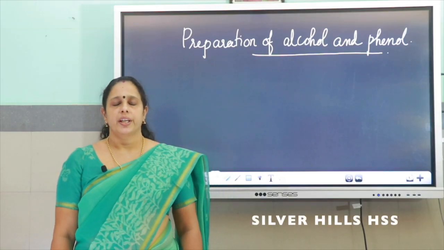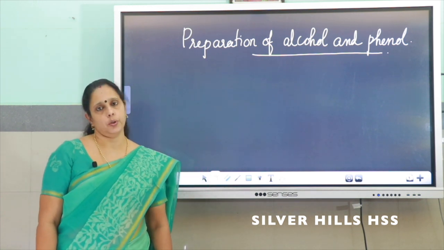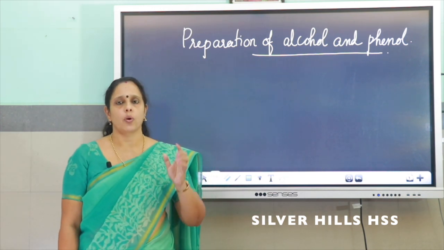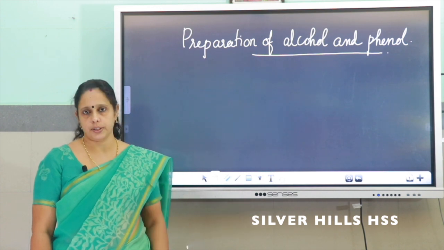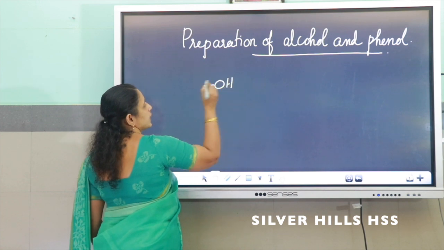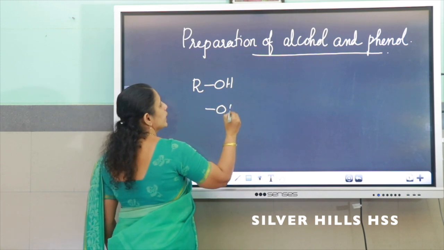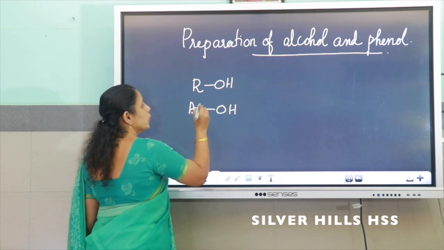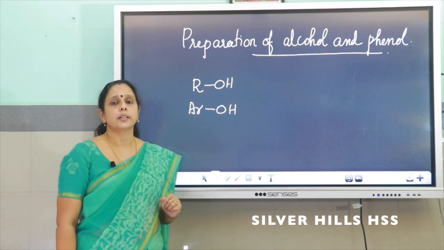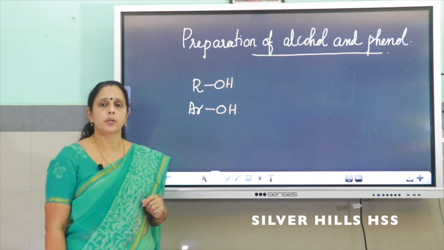Good morning children. Today we are discussing the preparation of alcohol and phenol. In both alcohol and phenol, the functional group is OH, but the properties differ. In alcohol, the functional group OH is attached to an alkyl group, whereas in phenol, OH is attached to an aryl or phenyl group. In an alcohol, the carbon atom is sp3 hybridized, whereas in phenol it is sp2 hybridized.